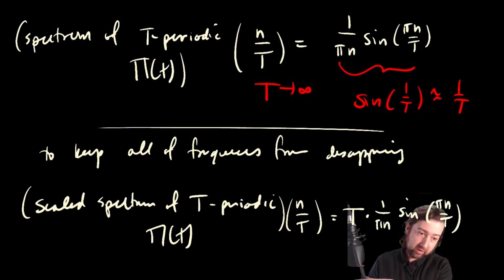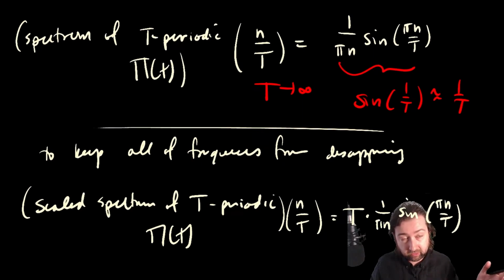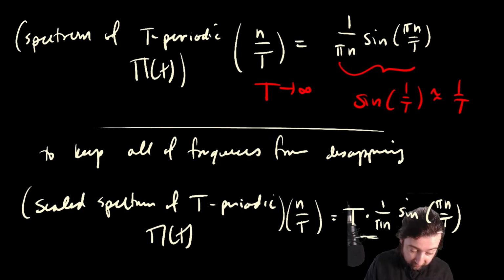And this extra copy of t right here keeps all these coefficients from just disappearing if I took a limit as t goes to infinity. Now, it turns out that this is pretty nice, because this number right here and this number right here are identical to each other, right? Pi n over t, and then there's a pi n over t on the outside.